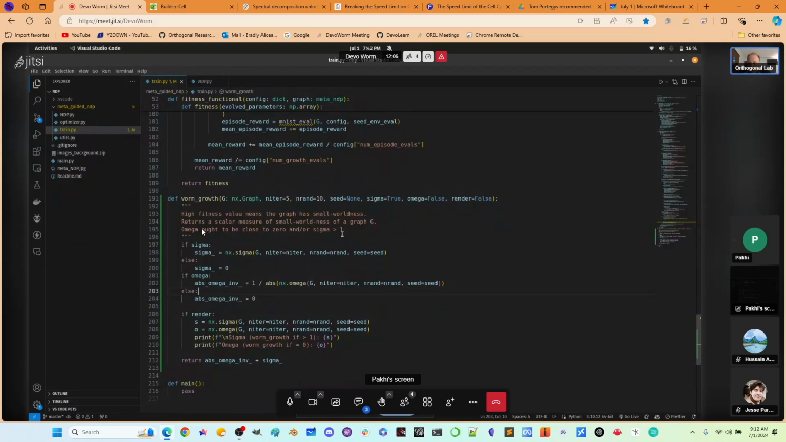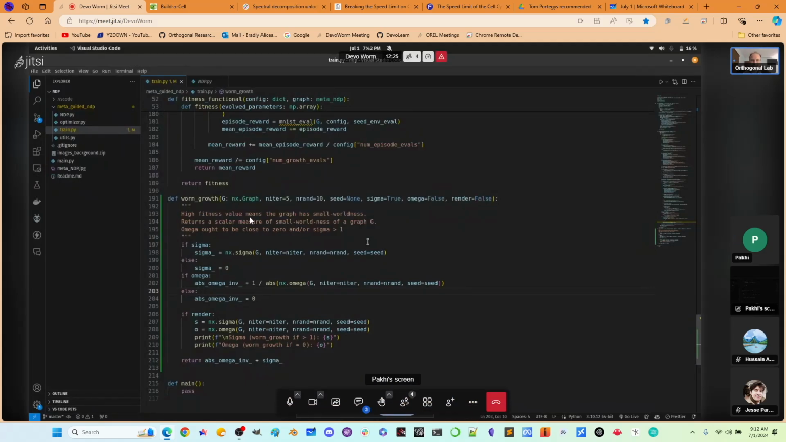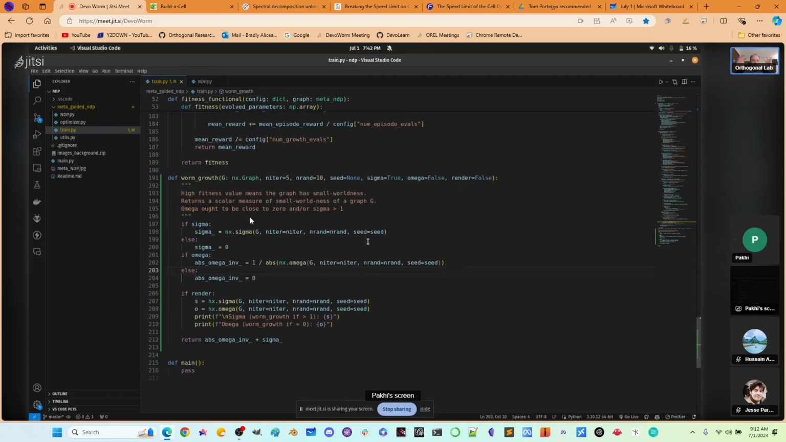So this is where you're basically getting a measure of what they call small worldness, which is where you have a lot of centralized hubs. You have a very small diameter of the graph. So if you go from one end of the graph to the other, it's a small number of hops. What that means is that if the graph is more fit, you should get a small world graph, which I guess makes sense.